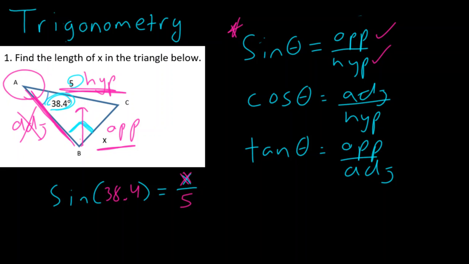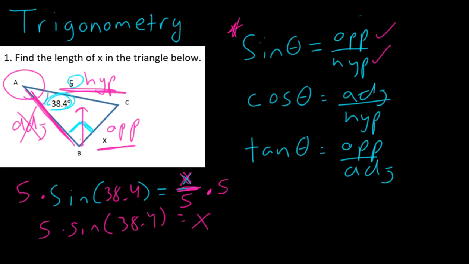Now, how do you solve something like this? Well, think about it this way. A fraction bar means to divide. So what is the opposite of division? That would of course be multiplication. So to get rid of divided by 5, we're going to multiply both sides by 5. Now, this means we have 5 times sine of 38.4 is equal to x.